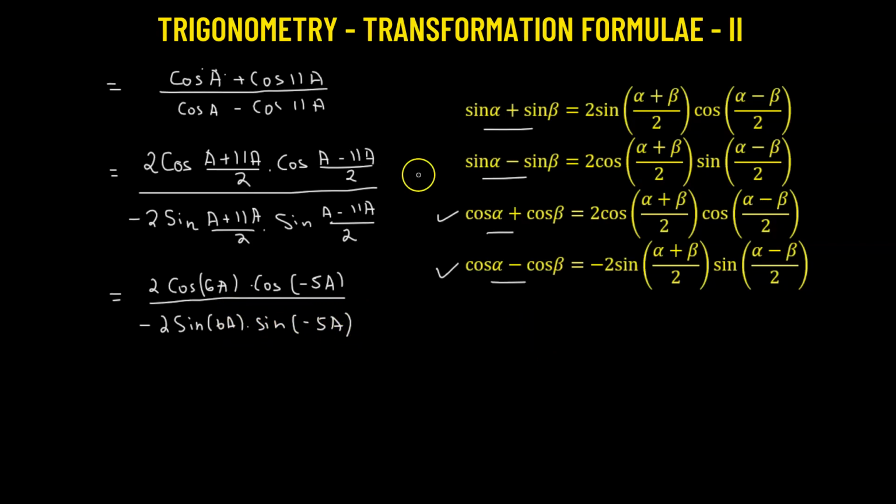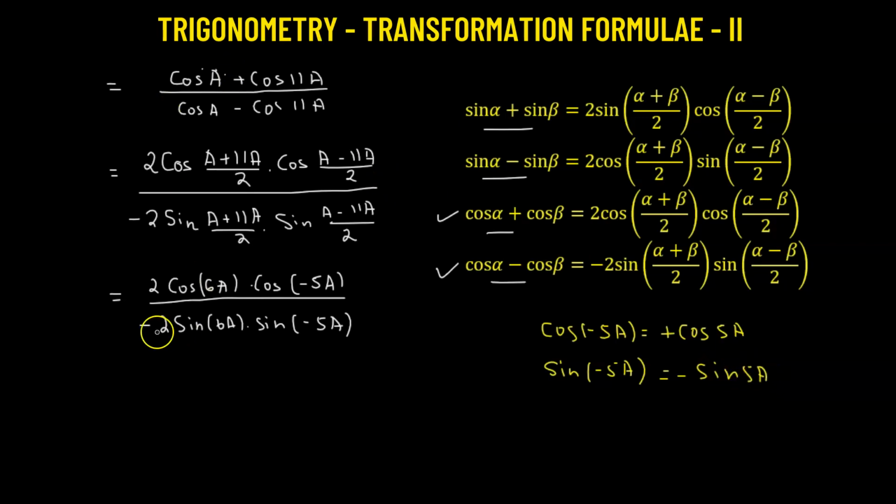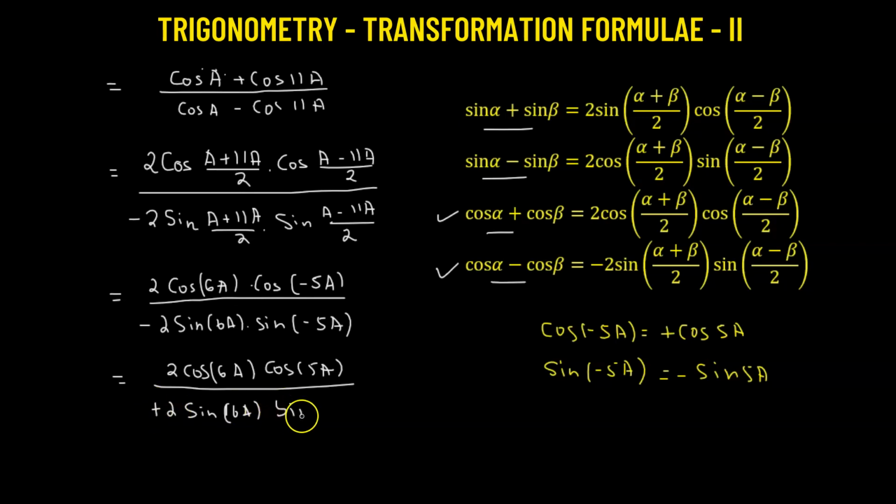Now we know that cosine is an even function. So even function would mean that cosine of negative 5a is going to be equal to positive cosine of 5a. Right? And sine is an odd function. That means sine of negative 5a will be equal to negative sine 5a, which will make the new expression 2 times cosine of angle 6a, so we'll have positive cosine of angle 5a, whole divided by, we have a negative 2 times sine of angle 6a. Now sine of negative 5a becomes negative sine 5a. Since we already have a negative number here, we'll make it positive to get positive sine of angle 5a. Now 2 and 2 get factored out.